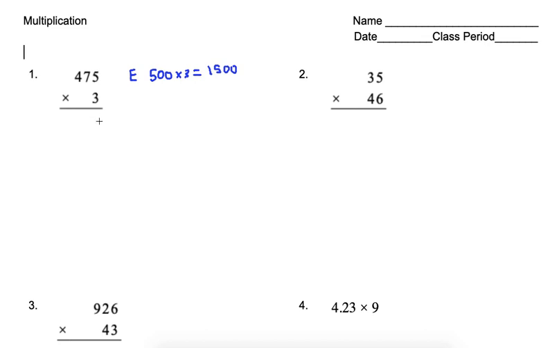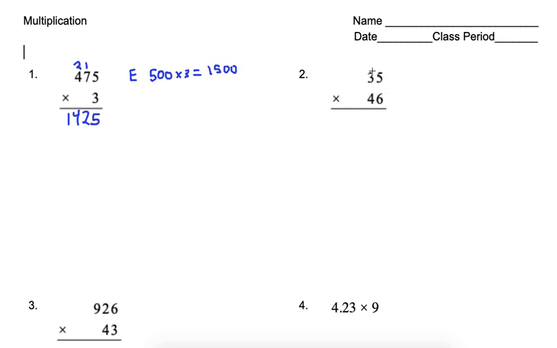3 times 5 is 15 using our standard algorithm. We put the 5 down here, carry the 1, then 3 times 7. We know that is 21 plus the 1 would be 22. And we carry that 2 up here. 3 times 4 is 12 plus the 2 would be 14. And we put the 14 down here. So we end up with 1,425 is what we get for that one. Okay, so just using that standard algorithm to multiply those together.